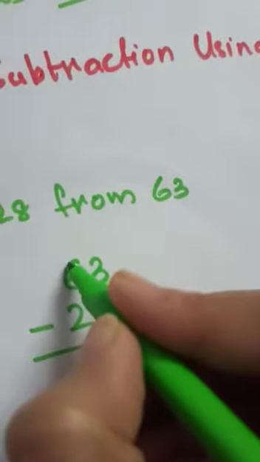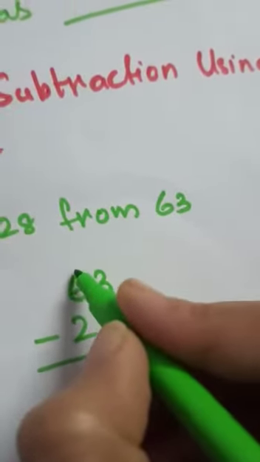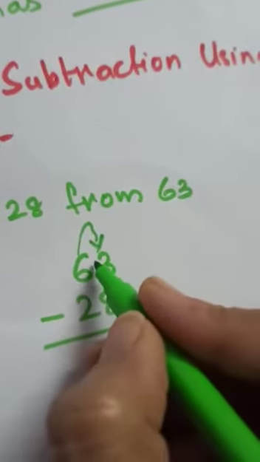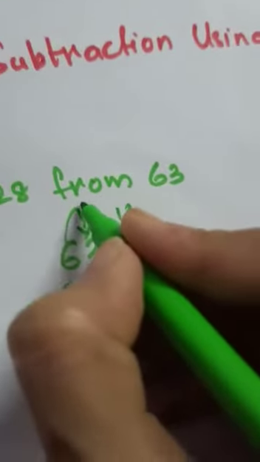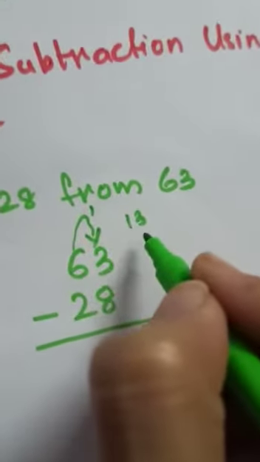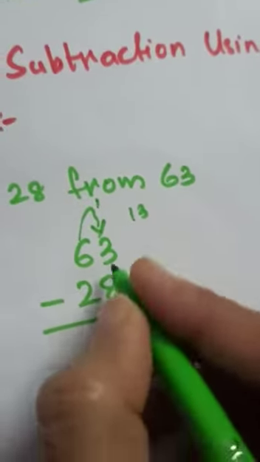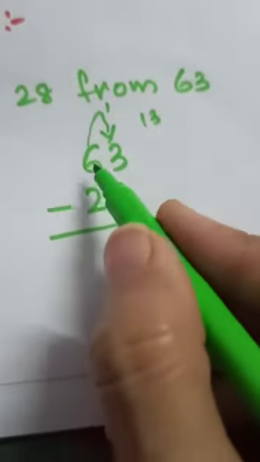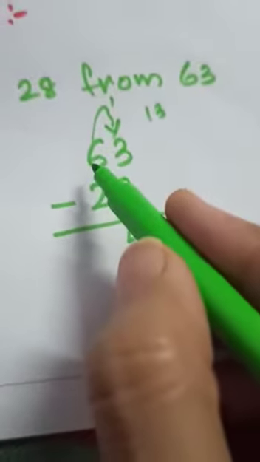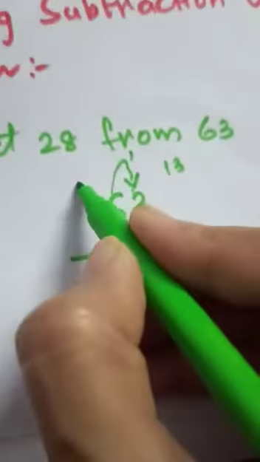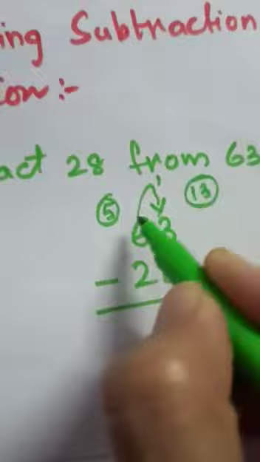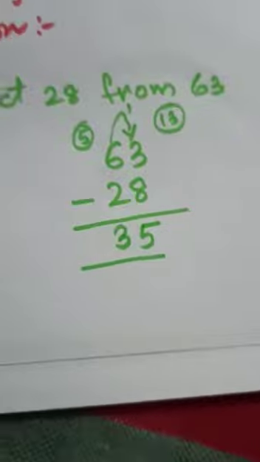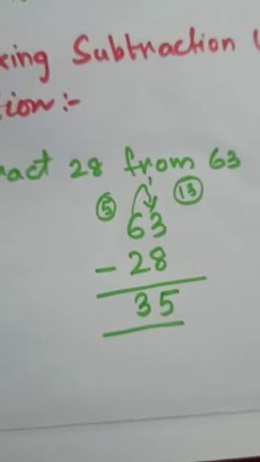So you have to take borrow from 10's place. So this will become 13 now. We are borrowing 1 ten. 13 minus 8 is 5. Now here we have taken 1 borrow from 6. So this 6 will become 5. 5 minus 2 is how much? 3. We got 35. Okay now students.